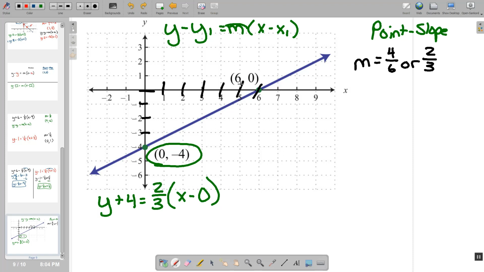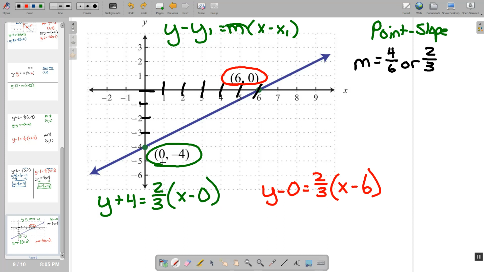I also can write point-slope form using this point, and I'll do that in red. I have y minus 0 equals 2/3 parentheses x minus 6.